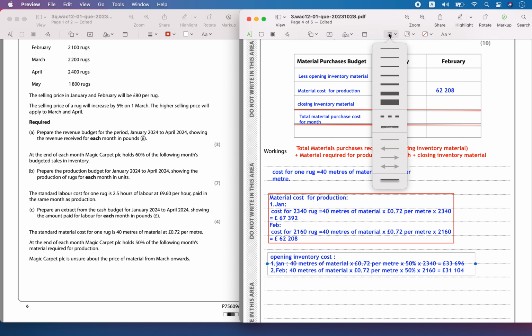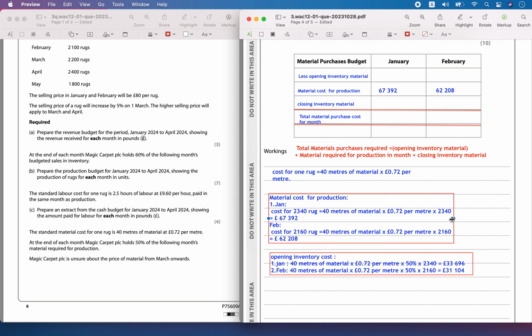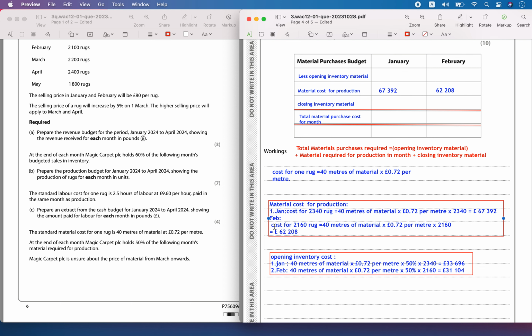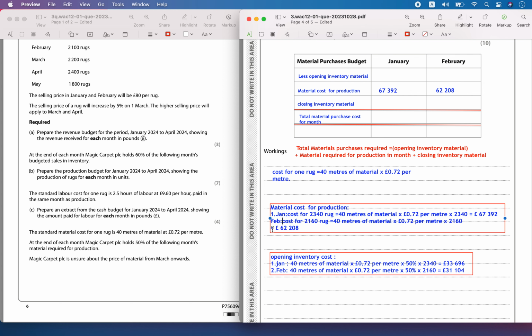Now these are going to be the opening inventory cost for the Jan and February months, and this is the strategy that they are following. They have said already, the information is given, so you just have to follow whatever strategy they have adopted for their business.